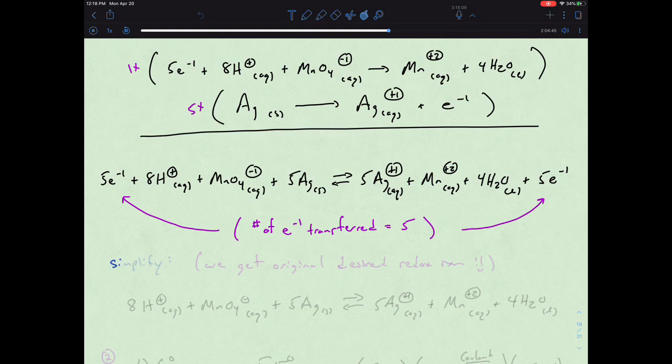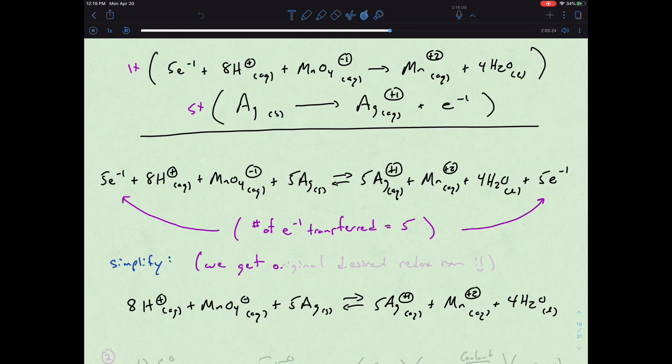And if we were to simplify, we get the overall desired reaction that we've been looking at. So our work here is correct, where here we've eliminated the redundancies, namely the electrons. And basically we get the original desired redox reaction. So that's a good check.